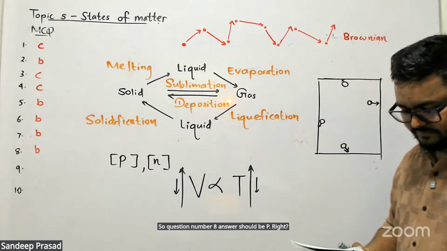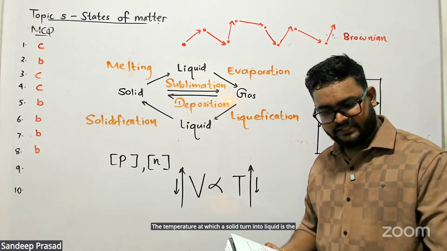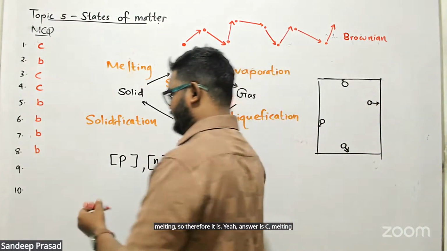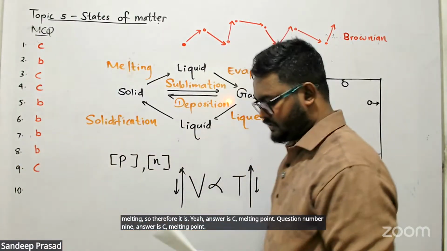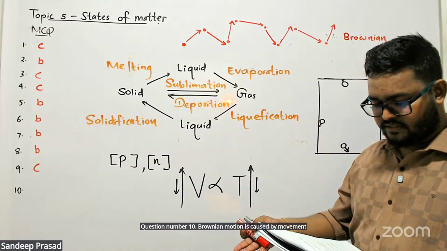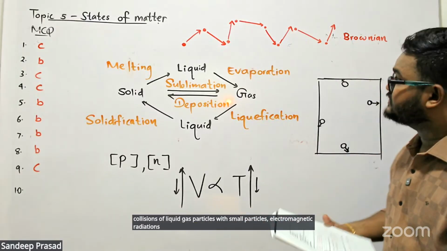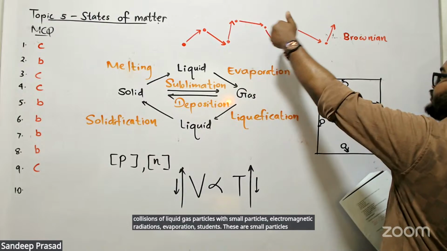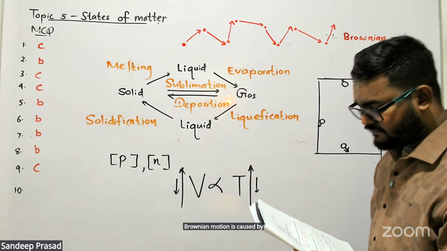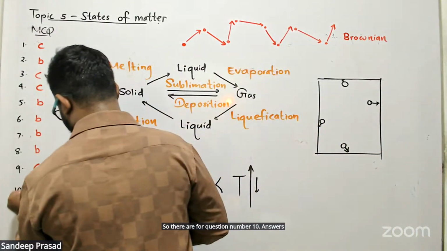Question number 9, the temperature at which a solid turns into a liquid. The solid is turning into a liquid. What is it? Melting. So the answer is C, melting point. Question number 10, Brownian motion is caused by movement of air currents, collisions of liquid or gas particles with small particles, electromagnetic radiations, evaporation. Students, these are small particles, they are colliding, so they are moving in this way. So the answer is B. Brownian motion is caused by collisions of liquid or gas particles with small particles.